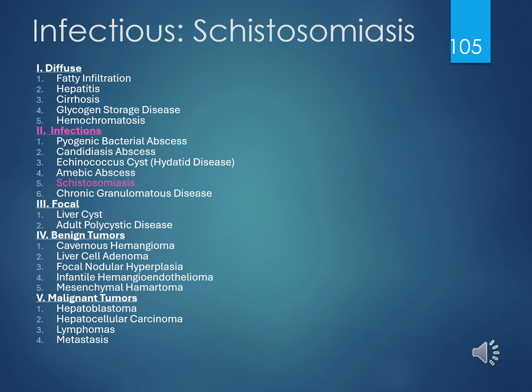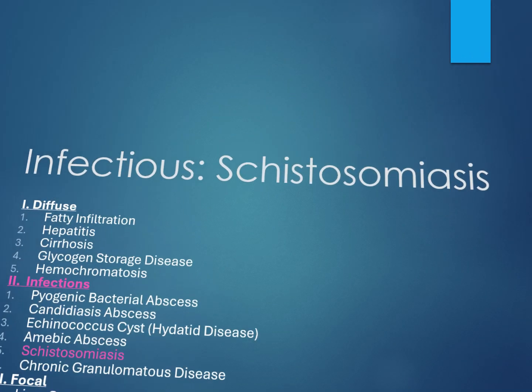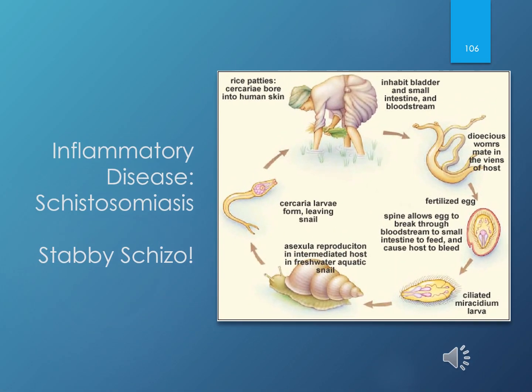Schistosomiasis is our next infectious inflammatory disease. I like to think of it as a stabby schizo. Here you are just minding your own business, tending to your rice paddy in the water, and here comes this parasitic worm that stabs you, punctures your skin, and then goes to your liver.